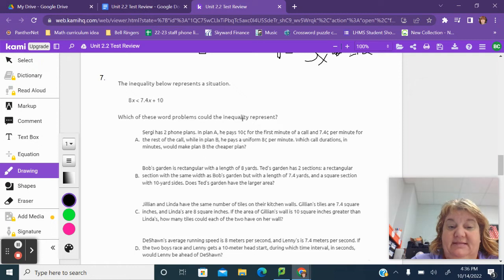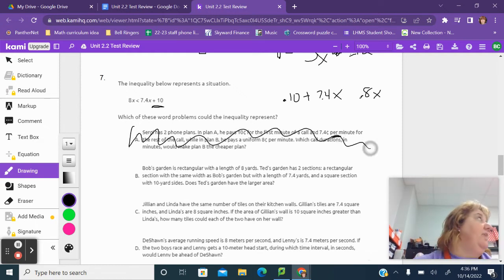Sergio has 2 phone plans. Plan A, he pays 0.10 for the first minute of a call, and then 7.4 per minute for the rest of the call. Plan B, it's just 8 cents per minute. Here's plan B, 0.8 per minute. This wouldn't work because that's not a 0.10. So it's definitely not that one.